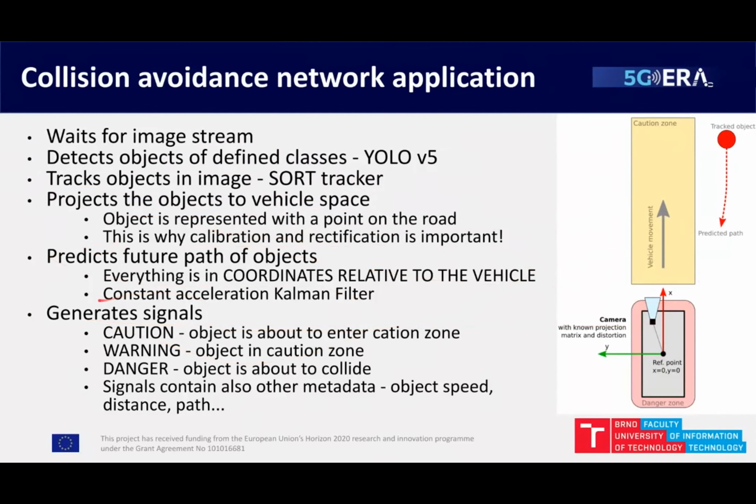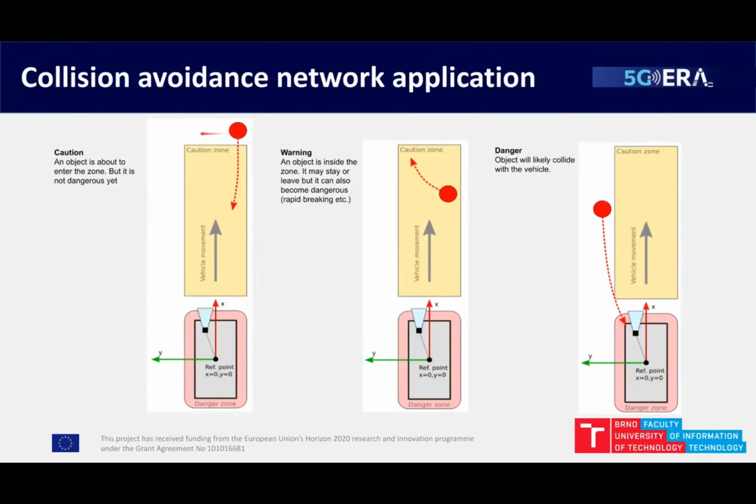This network application generates some signals. Caution means that the moving object is about to enter the caution zone, but it's not dangerous yet. The warning signal means that the object is located inside the caution zone. And the danger signal is generated once the object will likely collide with the vehicle. So it does not necessarily have to be inside the caution zone, but its path will still be predicted, and the signal will be generated once it looks like it will collide with the robot.